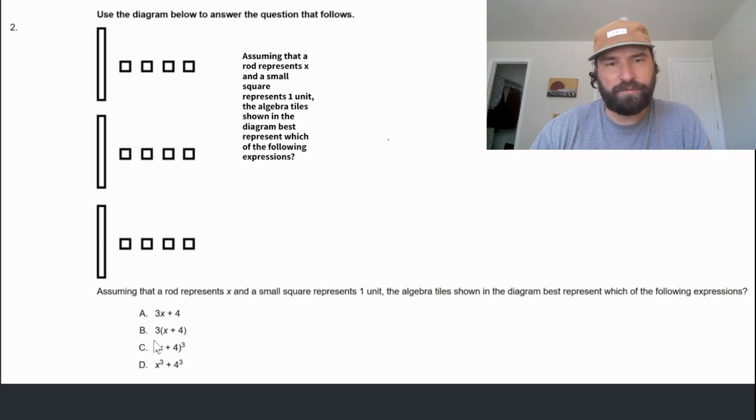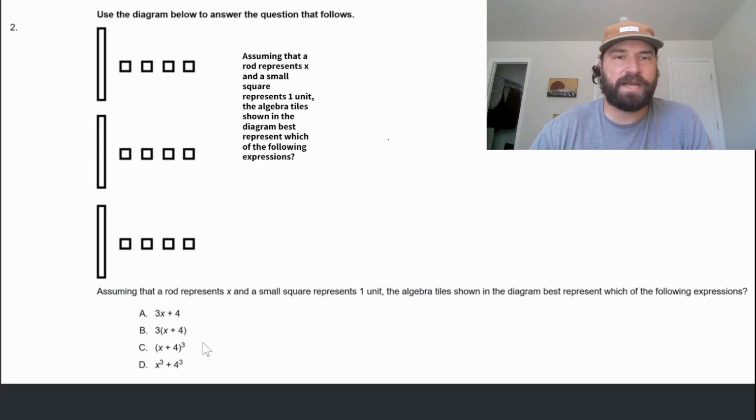B says 3 times (X plus 4). Well, we have X and we have 4, 3 times. So this is definitely the best way to represent this because we have 3 iterations of exactly what's in parentheses. So X plus 4 can be represented by the X, which is the rod, plus the 4 things, and then there's 3 of them. So it happens 3 different times.